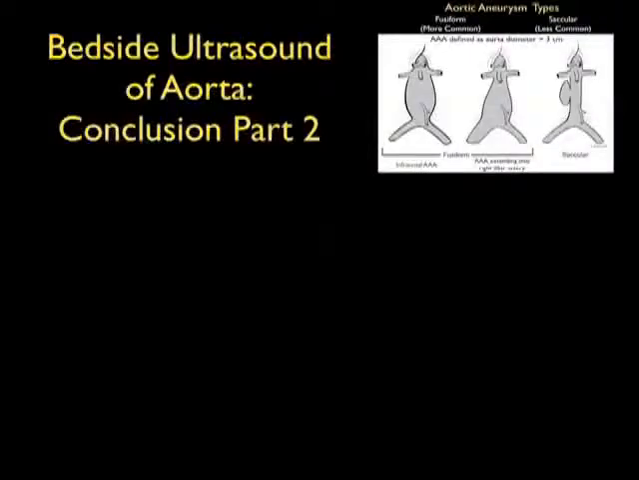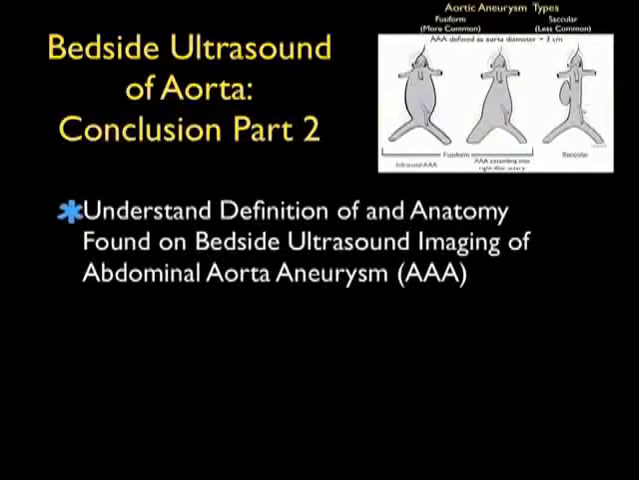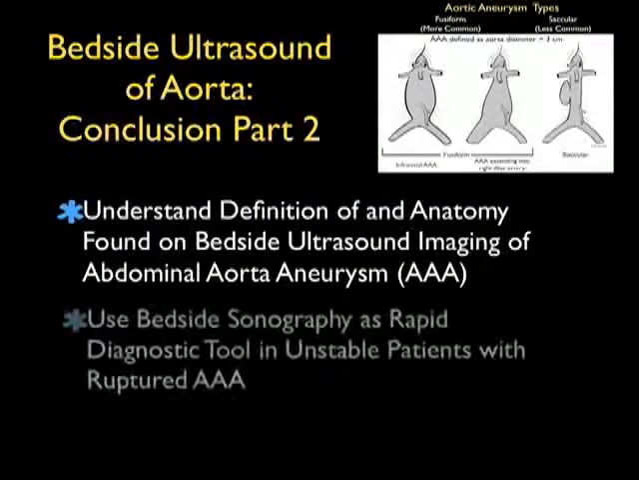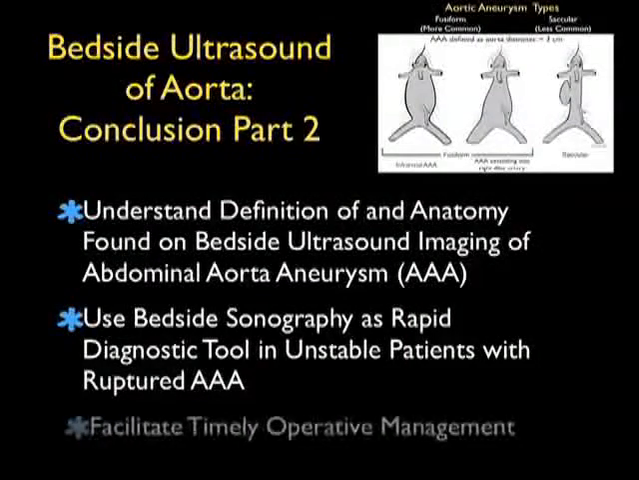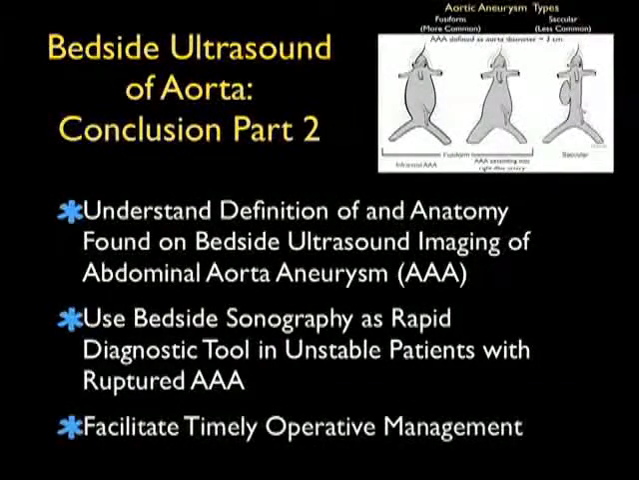In conclusion, thanks for joining me for this SoundBites module going over part 2 of bedside ultrasound of the aorta. Hopefully through this module you now understand the definition of and anatomy found on bedside ultrasound imaging of an abdominal aortic aneurysm. And now you can use bedside sonography as a rapid diagnostic tool for picking up a AAA. Remember that if the patient has unstable hemodynamics and a large AAA is seen on bedside sonography, that patient must be assumed to have a rupturing AAA. Using bedside sonography, we can facilitate timely operative management of these patients and possibly save a life.